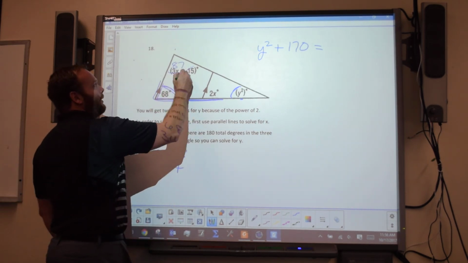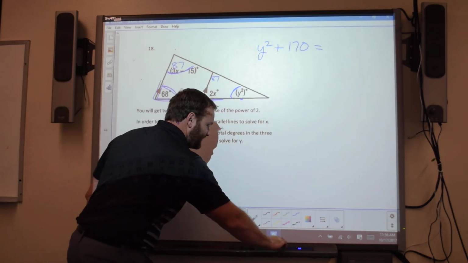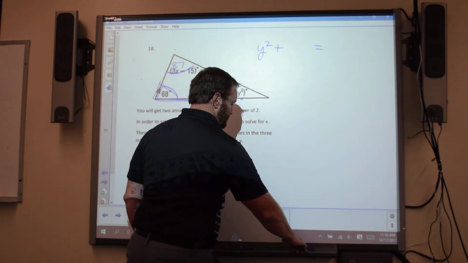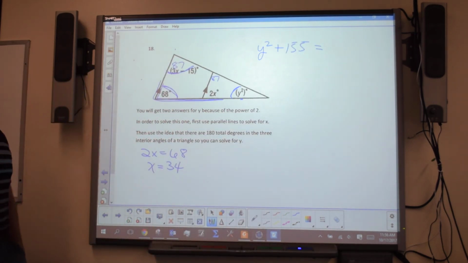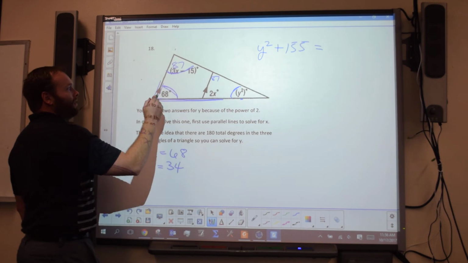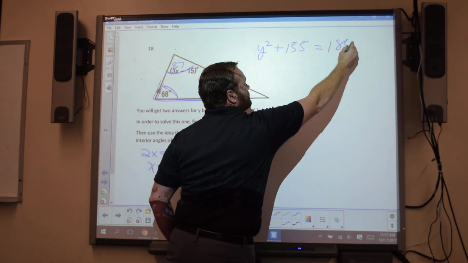That's what that measurement is, not 102. So that one would have been 87 as well. So now it's 87 plus 68. That's my 155. Okay. And those 3 angles, so the 87 plus 68 plus y squared should equal 180, correct?